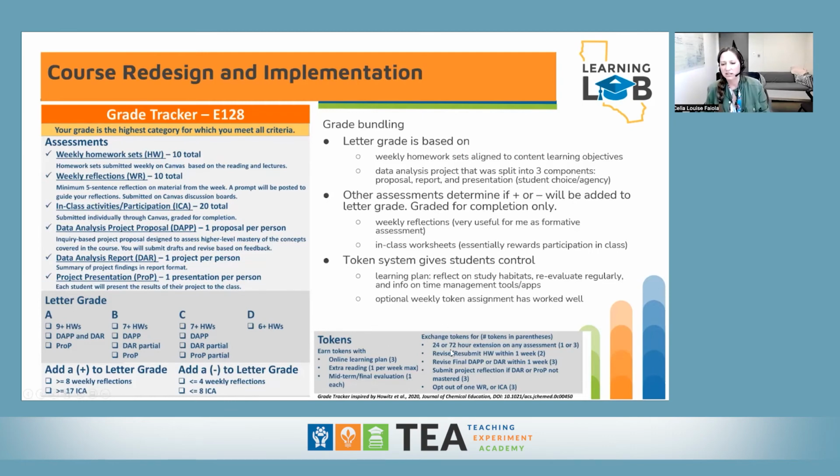They use their tokens to request extensions. I don't even have to know the reason. They get an extension, life happens. But that's limited because they have limited tokens. They can use their tokens to revise and resubmit homeworks if they didn't get mastery. And they can use their tokens to revise and resubmit their proposals or reports an additional time. So they get 1 free revision between the rough draft and the final draft, and then they can have an additional revision if needed and if they have enough tokens.